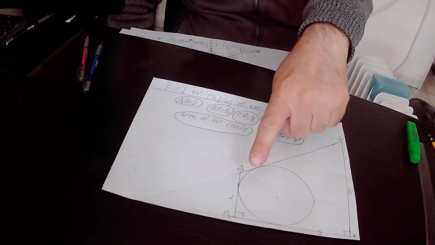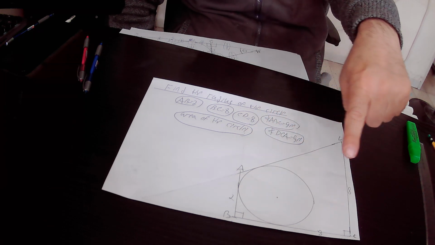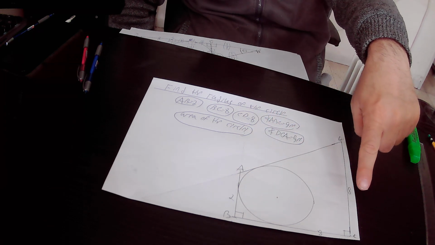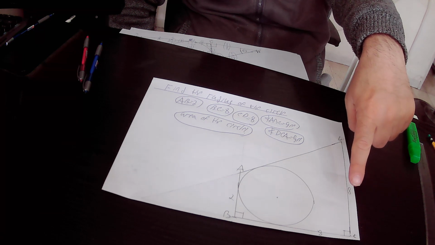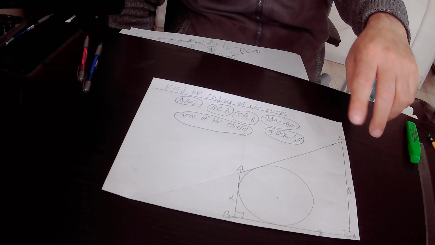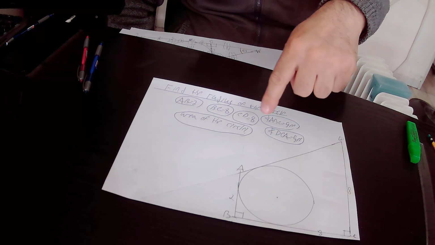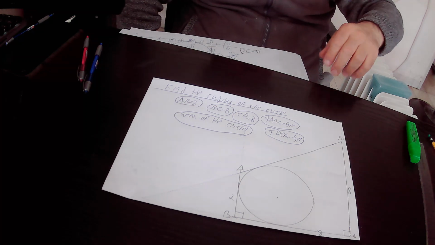This is angle ABC, which equals 90 degrees in size, and this is angle DCB, which also equals 90 degrees in size. It is a right angle. Again, our mission is to find the area of this circle.